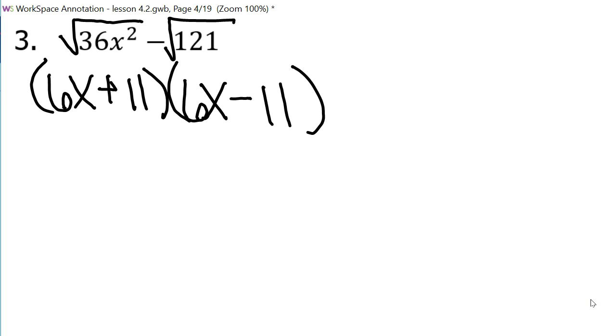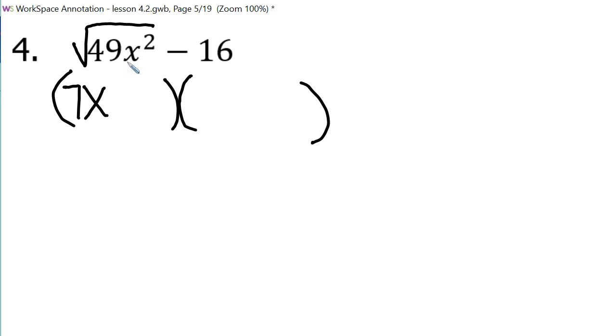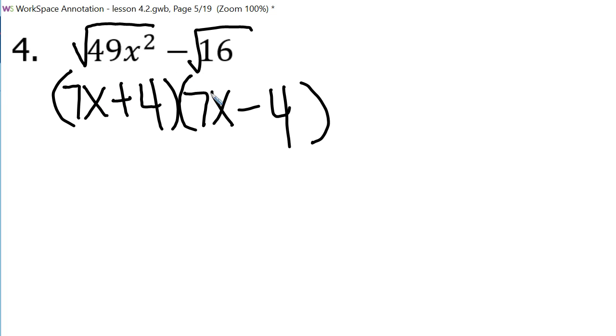Next one, number 4. Is this a difference of squares? Yes. So put your 2 sets of parentheses. And to find our answer, take the square root. So what's the square root of 49x squared? So we'll have a 7x and a 7x. One is a plus, the other is a minus. And what is the square root of 16? 4. So 7x plus 4, 7x minus 4.